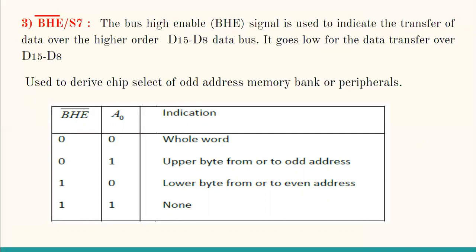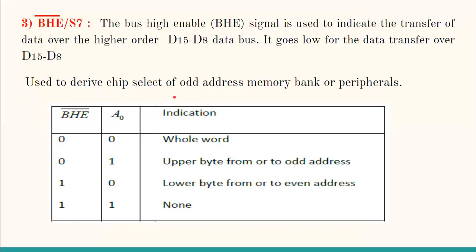The bar over it indicates it is an active low signal. Now, this BHE bar is used to indicate the transfer of data over the higher order, that is D8 to D15 data bus. Whenever it is low, that means the data is being transferred. If it is high, that means the data is not transferred over the higher order data bus.